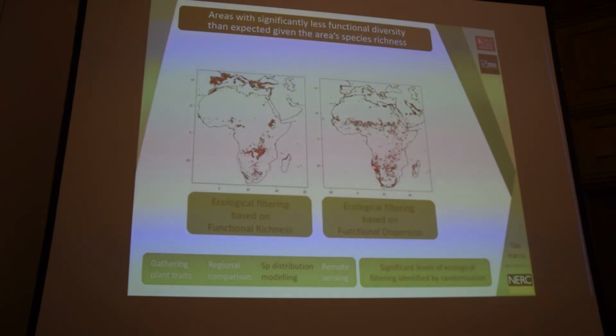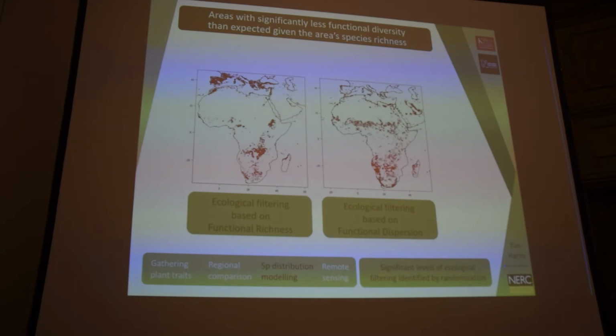So just as with the regional analysis, you can create a null model, you can do that at a finer scale. And so these maps show the areas where you have far less functional diversity than you expect. And you get this difference between functional richness and functional dispersion because of the slight difference in the way the metrics are calculated.